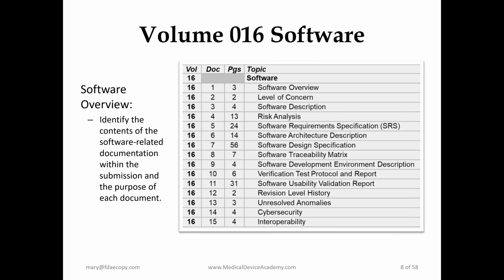This is a snippet from our table of contents. Volume 16 is the software section, and this corresponds to the FDA volumes in their guidance for content of 510Ks. So volume 16 relating to software, we've identified all of the required deliverables within here. And the first of that is the software overview. And basically, that's a simple document where you just identify the contents of this software document in the submission, and then just a high-level purpose of each document.